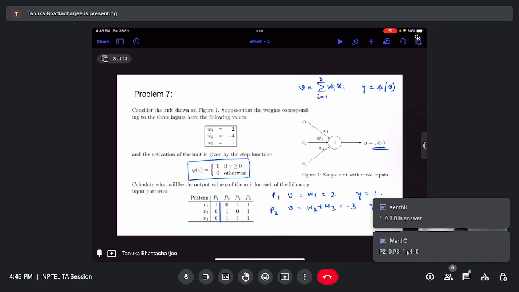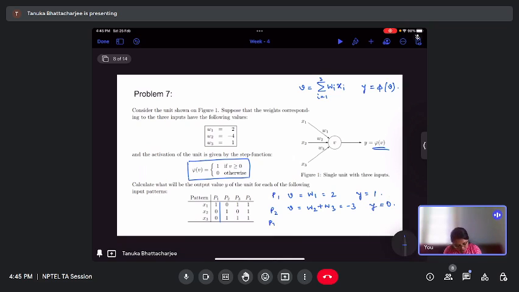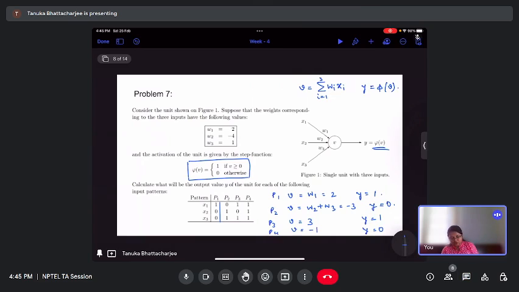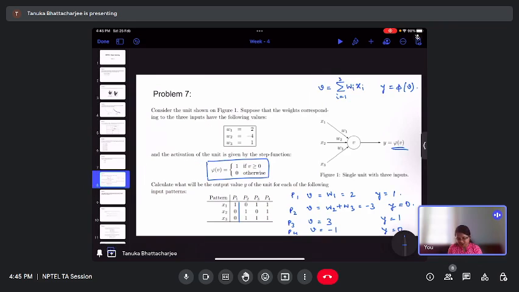1 0 1 0, is that the answer? Okay, let me check for P3 and P4 quickly. For P3, y will be 1, and for P4 this is minus 1, so y will be 0. 1 0 1 0, yes, both of you are correct, absolutely. So, these are the outputs. This is basically the smallest element of a neural network, the one single neuron.